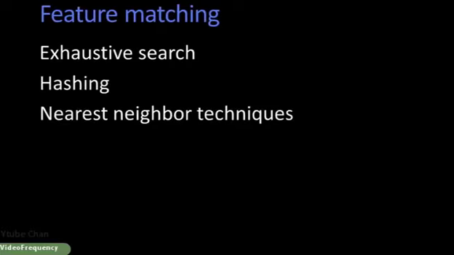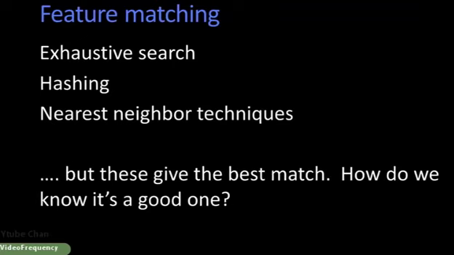So how do we get the putative matches? We've talked a little bit so far about essentially doing exhaustive search, where you compare one against every other and you pick the one that's best. We also talked about hashing and nearest neighbor techniques. But you now find a best match. How do we know it's a good one? In the next lesson, not today, we're going to talk about looking at the global solution that's suggested by this match and using that to prune off some of these. But even before that, there's something we can do at the local level.